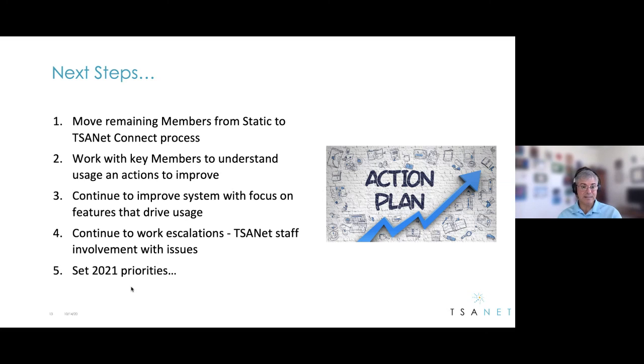And last but not least, and you'll hear about this when we do our December member meeting, we are setting the 2021 priorities. So we're really in the process now of setting the new 2021 plans and budgets and priorities, system releases. All that information will be shared on the December call. And with that, Dennis, I'll hand it back to you, see if there's any questions.